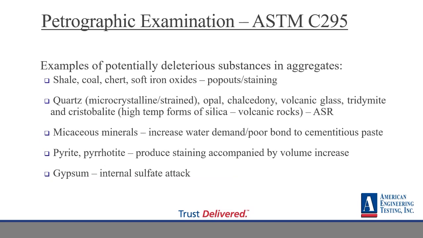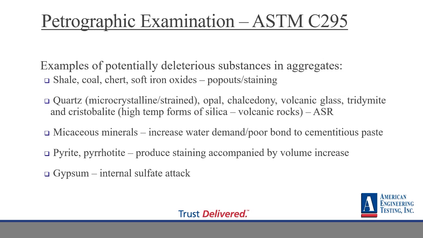Then you can have the minerals: quartz, which is microcrystalline or strained quartz, opal, chalcedony, volcanic glass. Volcanic glass is highly reactive, or tridymite and cristobalite, which are high temperature forms of silica in volcanic rocks. Those can cause alkali-silica reactivity. Micaceous minerals can increase the water demand or have a poor bond to the cementitious paste in concrete. Pyrite and pyrrhotite can produce staining accompanied by volume increase. And then gypsum can cause internal sulfate attack.